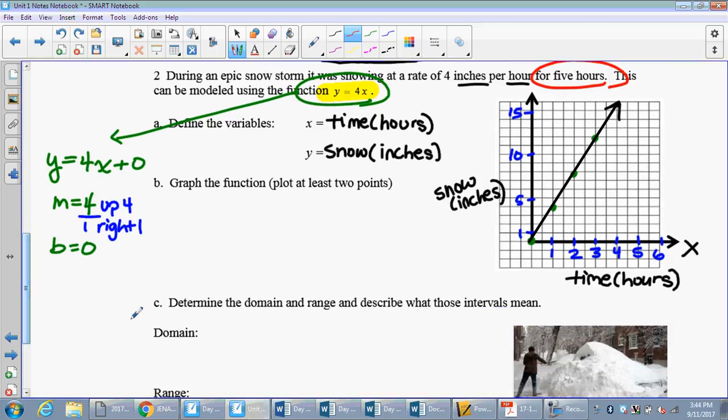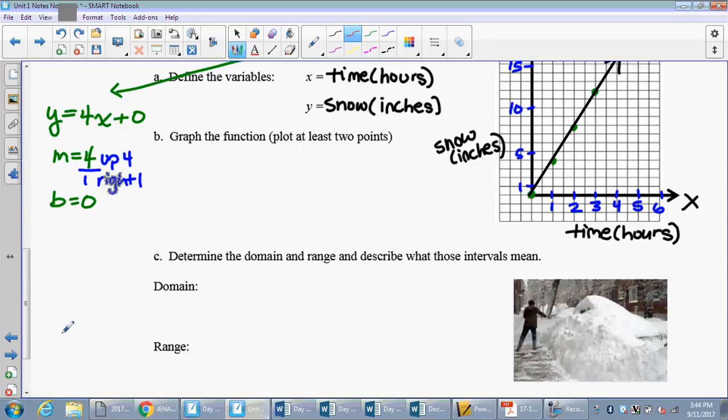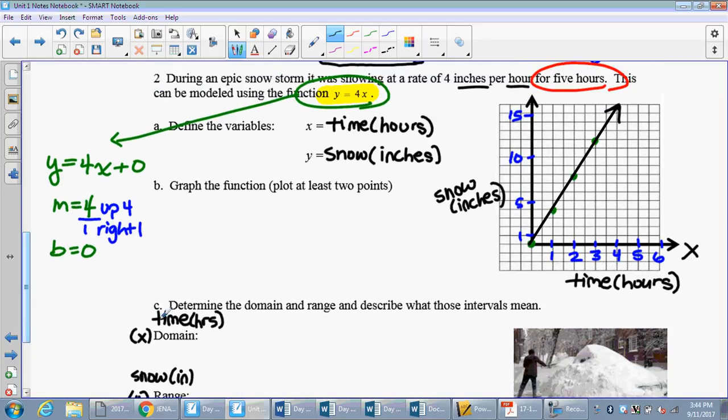Now I have to ask myself, is that 5 hours a value for the domain or the range? Well, let's say I'm not sure. To help myself out, I want to get some real-world labels for domain and range. So I know domain is about x, range is about y. For the domain, I have already labeled my x values to be time in hours. And I know that the range is about the snow in inches. As soon as I put that label, I'm like, oh, look, 5 hours, that's a restriction on the domain. So if I do my setup for domain, leave a bar there, a space, x is between 2 values.